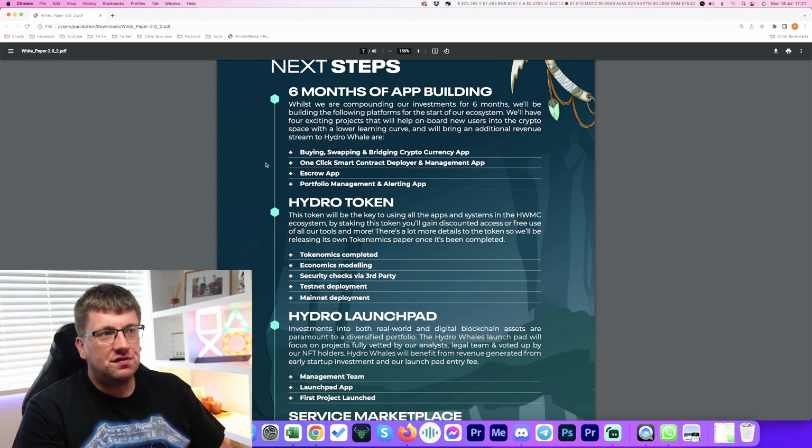They've got this really interesting feature, which I'm curious to learn more about, called the one-click smart contract deployer and management app. That sounds interesting. And again, I think for anyone who needs help with smart contracts, these kinds of tools will become really valuable.